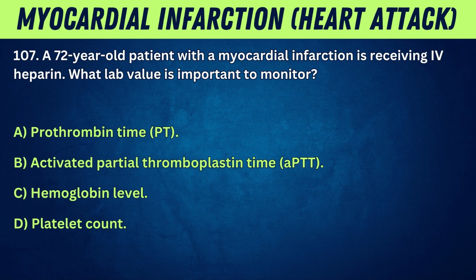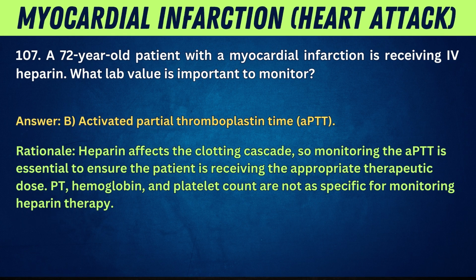107. A 72-year-old patient with a myocardial infarction is receiving IV heparin. What lab value is important to monitor? A. Prothrombin time, PT. B. Activated partial thromboplastin time, APTT. C. Hemoglobin level. D. Platelet count. Answer: B. Activated partial thromboplastin time, APTT.